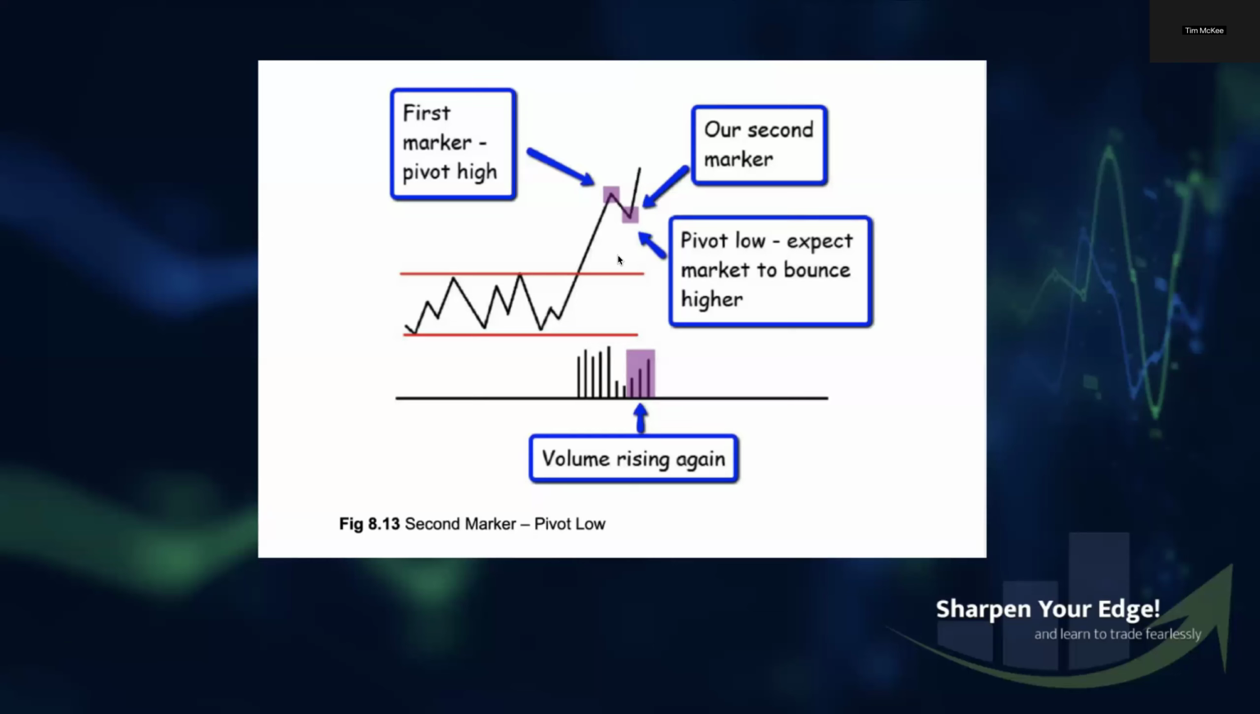That is, provided we've got increasing volume. As price continues to rise, we have increasing volume. As you know, we bounced off this pivot low and we continue up.